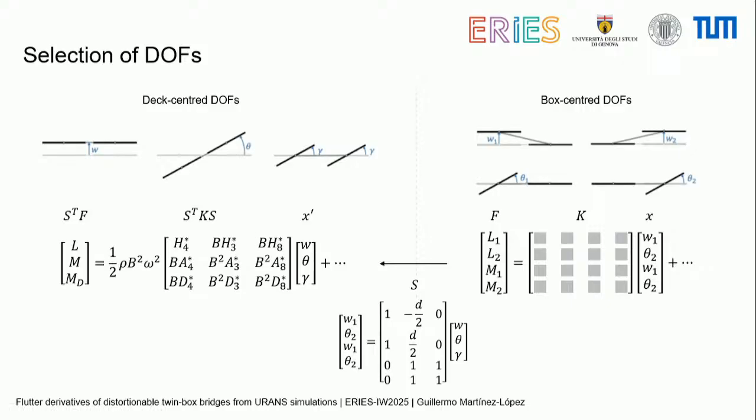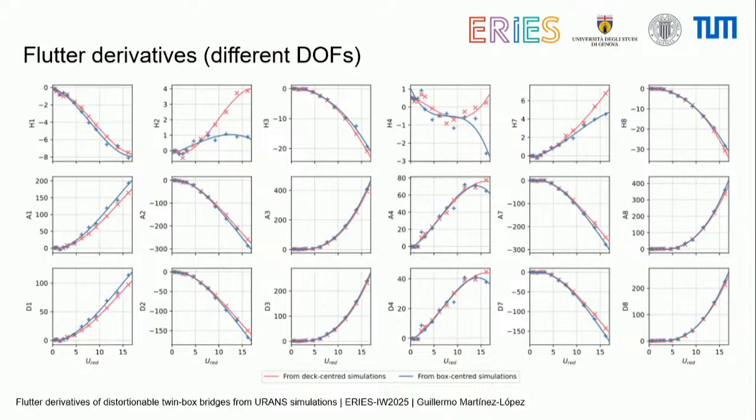One of the first tests that we did is try to find the derivatives with the deck center DOFs and then with the box center DOFs and make the conversion and see what's the result. And the result was in general satisfactory. So we have really good agreement in most of the derivatives. Of course, we have 18 derivatives right now. We have some discrepancies in the A4, D4, and H4, but those are famous to be really difficult to capture.